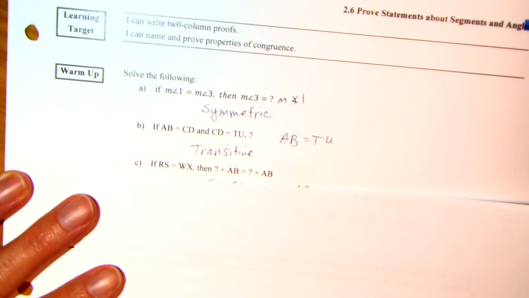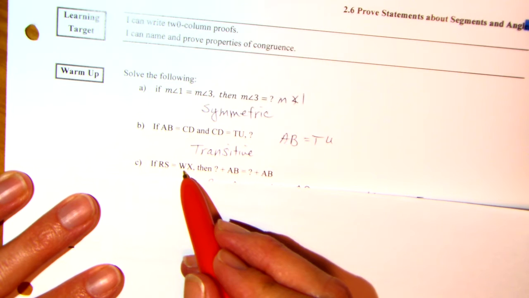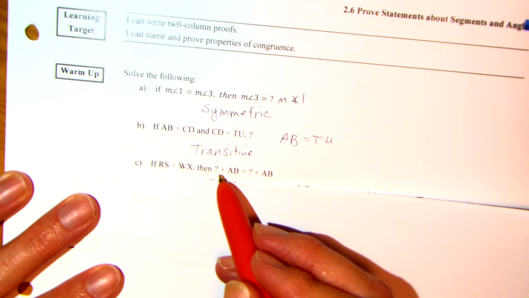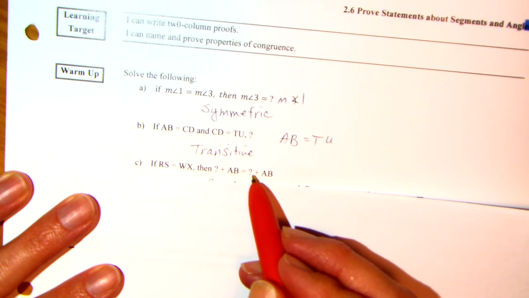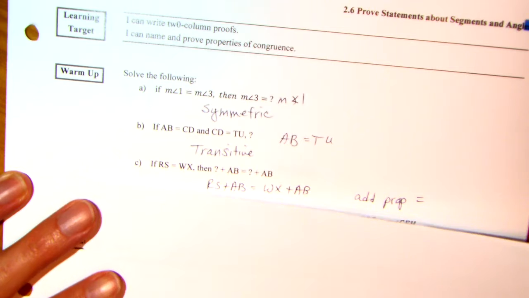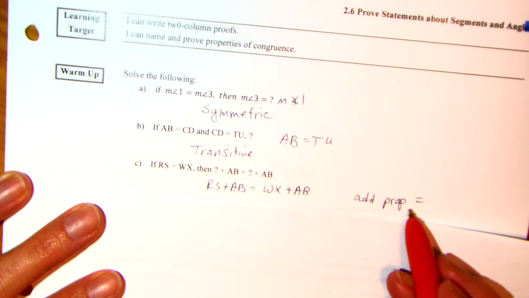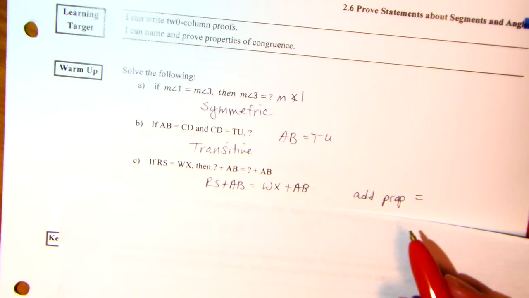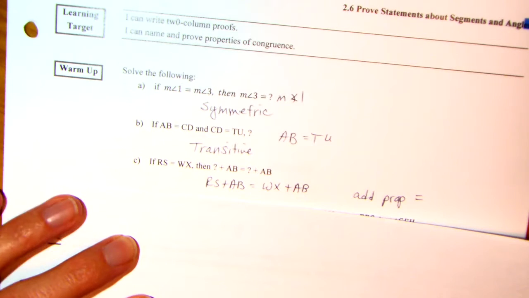Next one. If RS equals WX, then RS plus AB equals WX plus AB. Basically adding AB to each side. That's your addition property of equality. We're going to be using these properties today with the proofs, so that's why I have them in the warm-up.